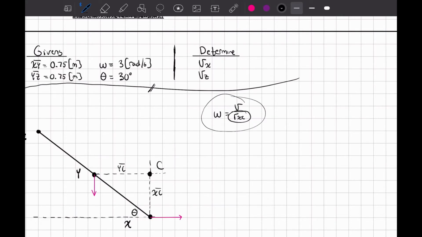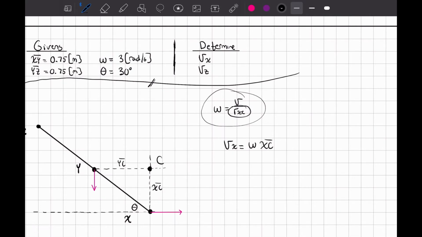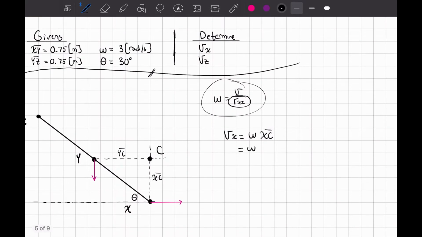So Vx is just going to be omega times xc. And xc we can determine from trigonometry. That is just going to be xy sine theta. Did everyone see how I got that? We're just using this box right here, and we're using our simple trigonometry.